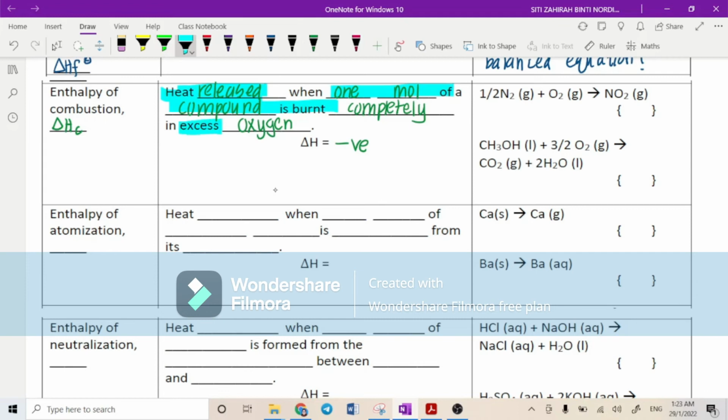Okay, so that your reaction can be completed. So we don't care about the mole of the oxygen. Okay, so we're gonna focus on the reactant. In here we've got half mole, so this is not right. But for here we got 1 mole of CH3OH. So yes, this fits the definition for the standard enthalpy of combustion.